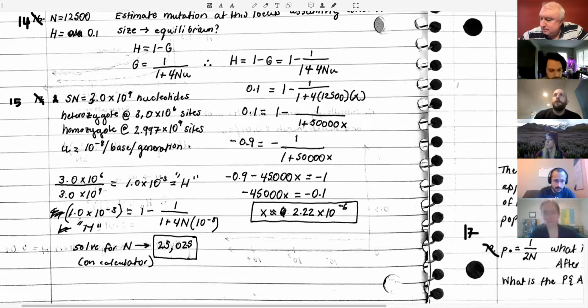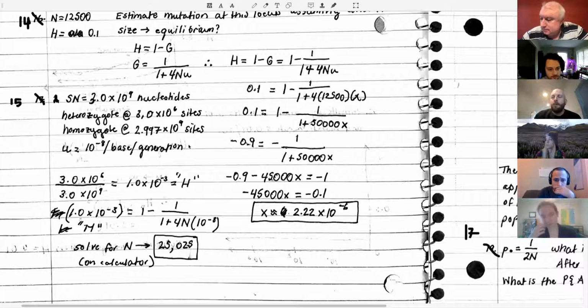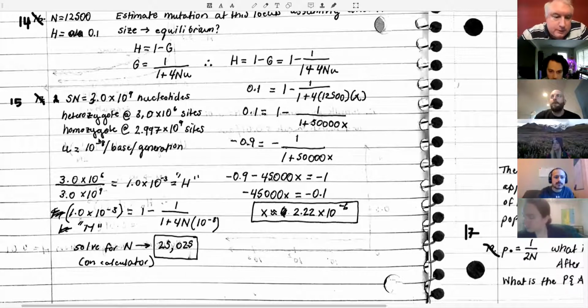So this one asked for estimating the population size. It's really pretty straightforward. I just listed out all the variables here, have my mutation rate, found H from heterozygote and homozygote sites. So tell me how you found that was the trickiest part of this question. How did you estimate heterozygosity at these various classes of sites?